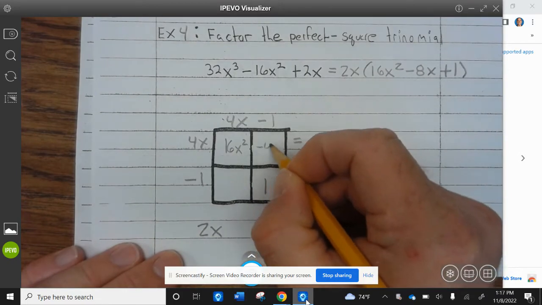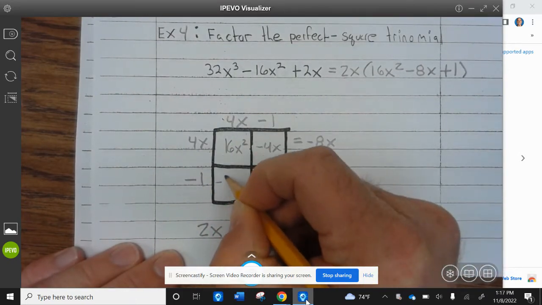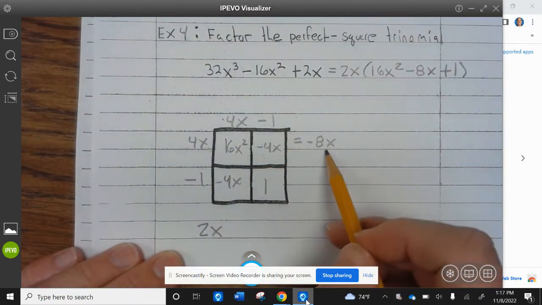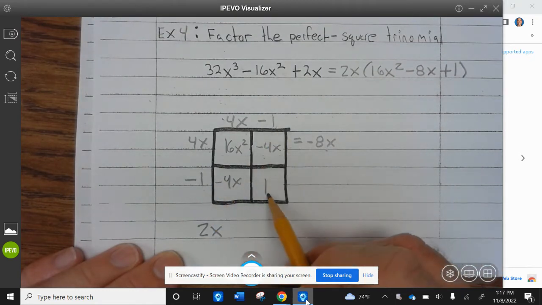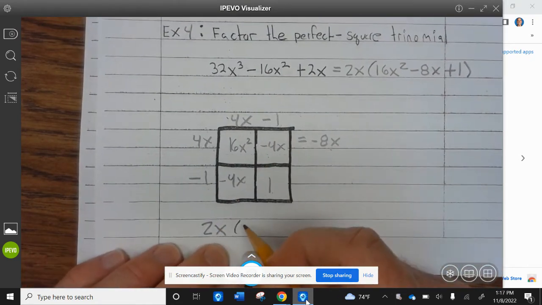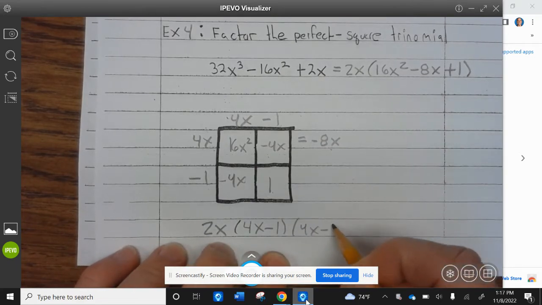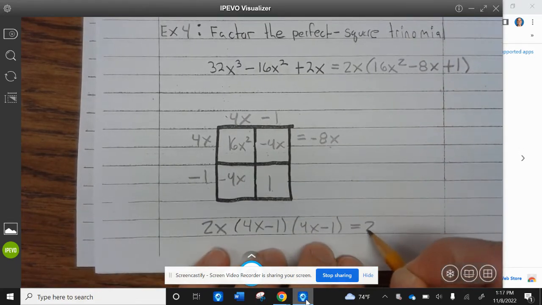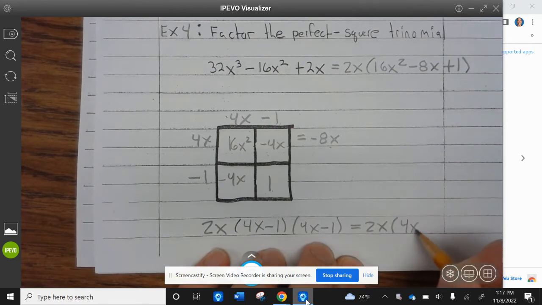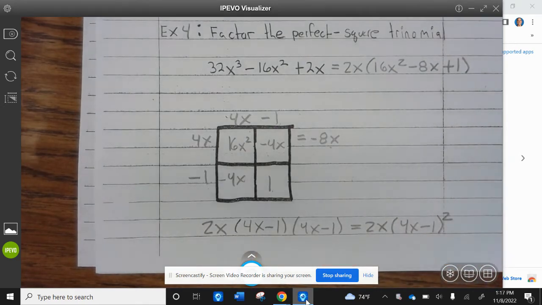4x times negative 1 is negative 4x. Negative 1 times 4x is negative 4x. This combines to be negative 8x. Negative 1 times negative 1 is positive 1. So our factors are 2x times 4x minus 1 times 4x minus 1, equals 2x times 4x minus 1 squared. All right, go ahead and finish up example 4.